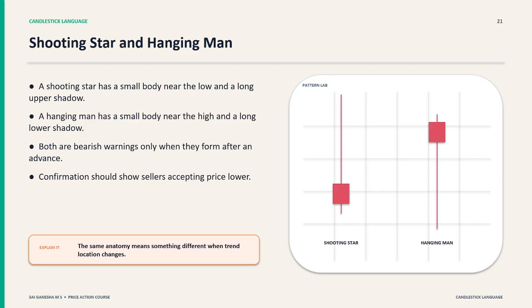The shooting star looks almost the same as an inverted hammer, and the hanging man looks almost the same as a hammer. So, why do we have different names? The answer is location.